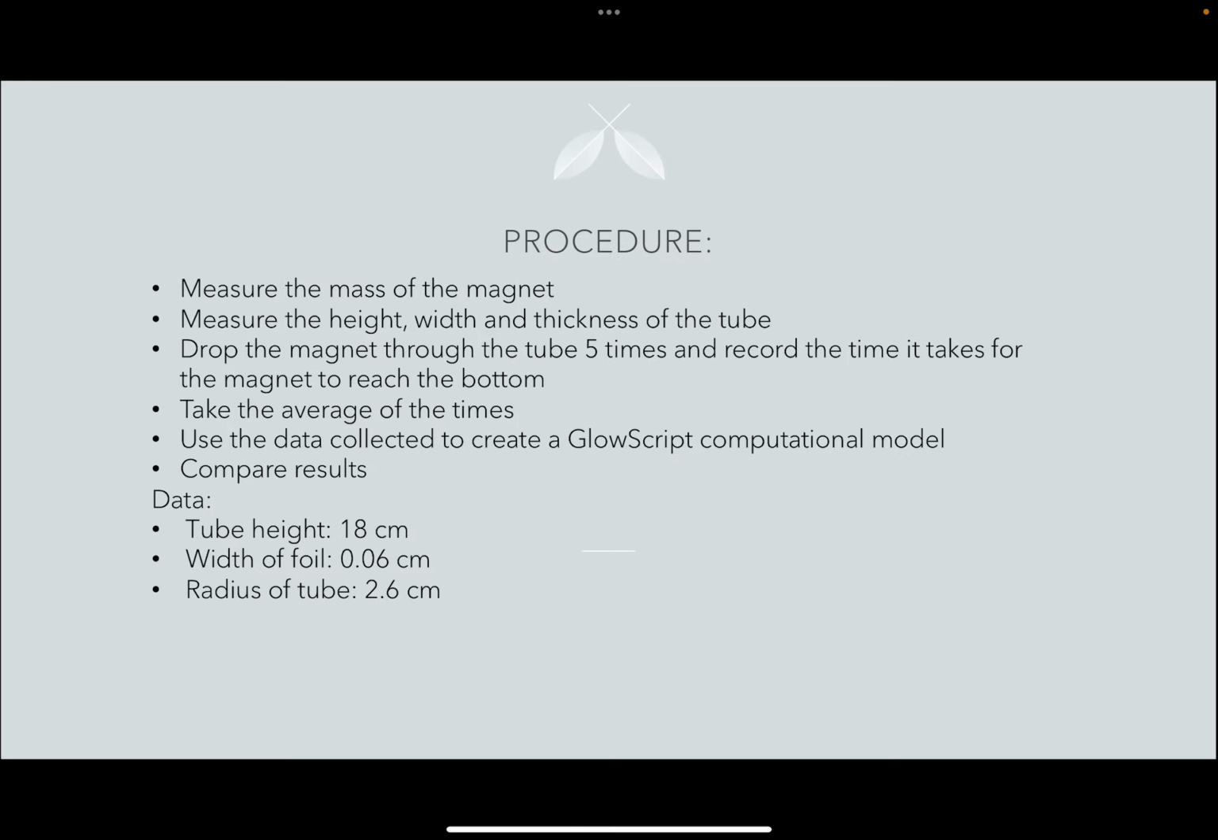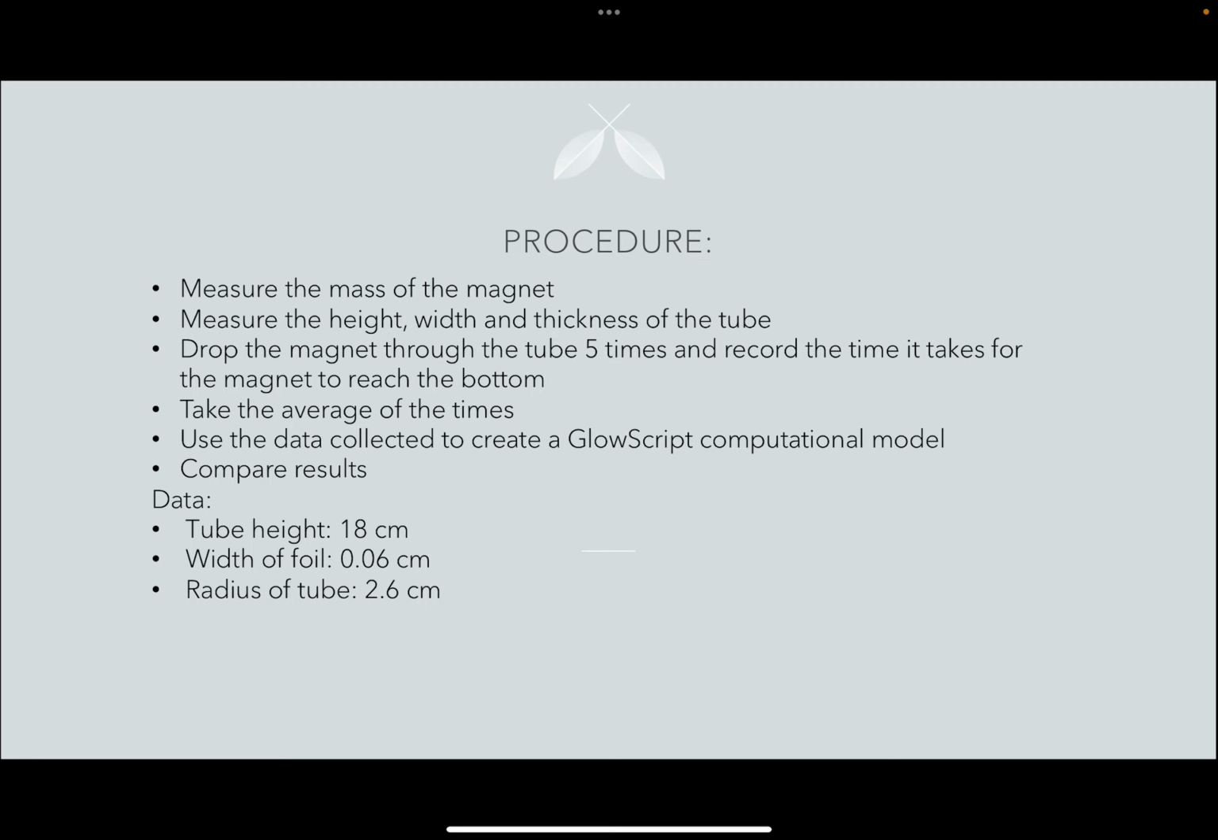So the procedure. First, I measured the mass of the magnet, then I measured the height, width, and thickness of the aluminum in the tube. Then I dropped the magnet through the tube 5 times and recorded the time it takes for the magnet to reach the bottom. Then I took the average of those times, which I put at the beginning. Then I used the data collected to create a GlowScript computational model, and I compared the results.